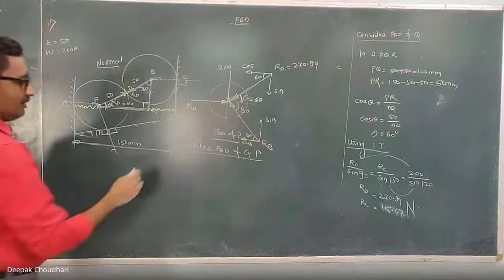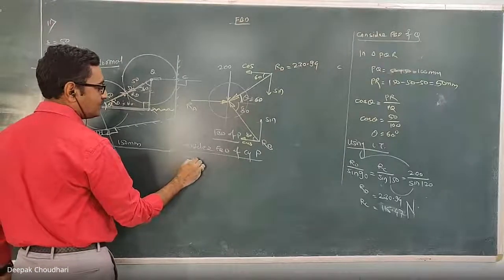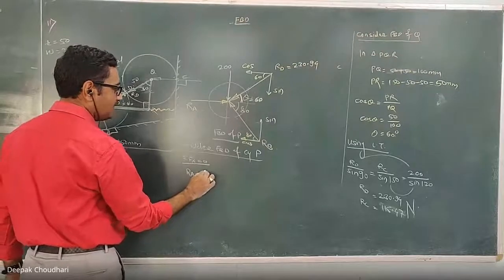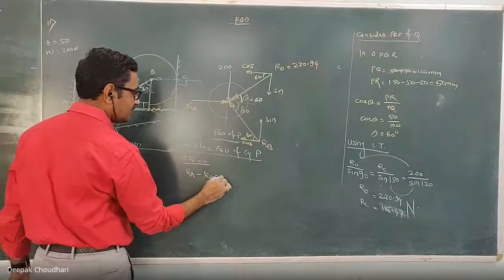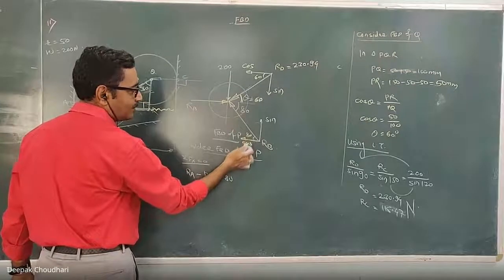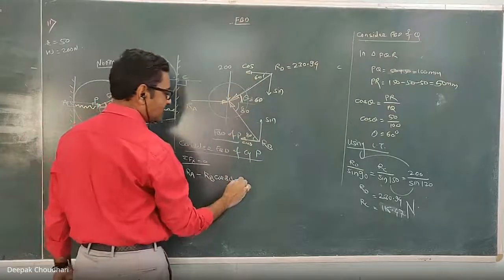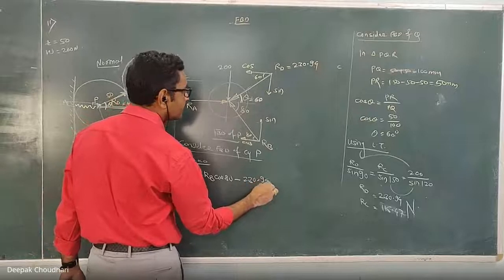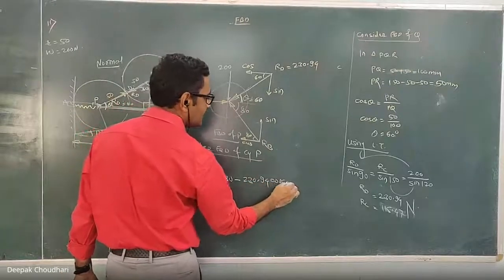Using the condition of equilibrium, first I will use summation of Fx equal to 0. If I take summation of Fx equal to 0, RA minus RD cos 60, ये component. This component is towards left, so minus, it is 230.94 into cos of 60 equal to 0.